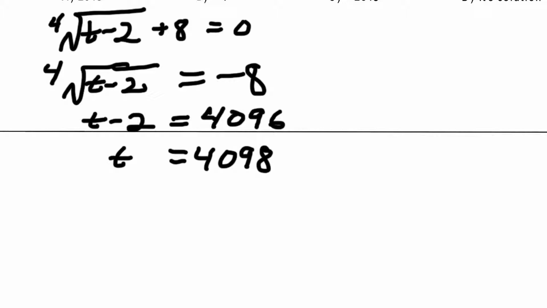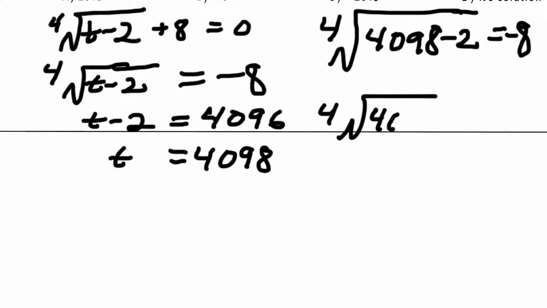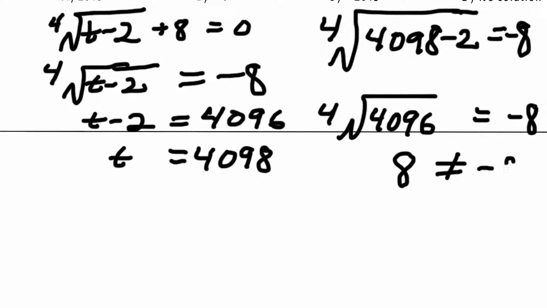Okay, so now we try that in the equation. Just to check, we've got to check this thing. So if we have the fourth root of 4098 minus 2, and that equals a negative 8. Let's solve it. So we get the fourth root of 4096. And let's see if that equals a negative. Well, of course it can't equal a negative 8. It's got to be positive because it's an even root, right? And of course the even root of that is 8, and 8 does not equal a negative 8.